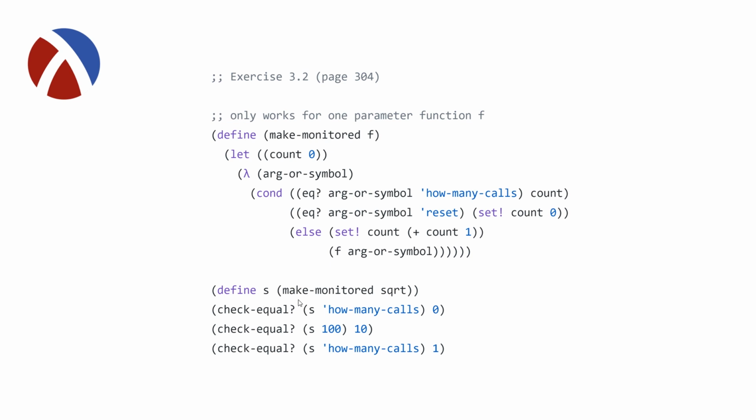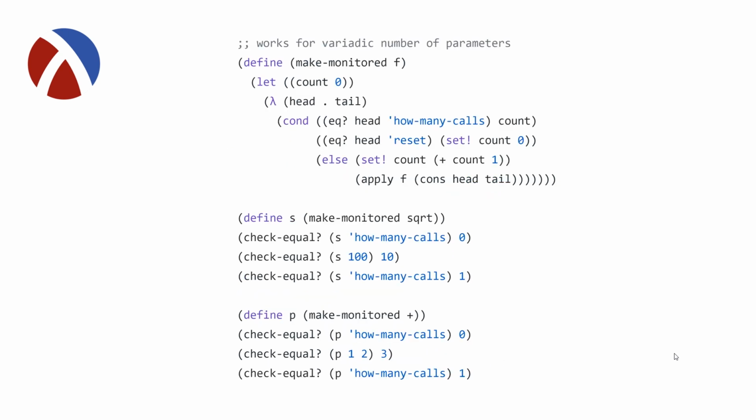So defining s to be a make-monitored square root procedure. The first time we make a call to s 'how-many-calls?', we get 0. Then we call s 100, which gives us 10, the square root of 100. And the second time we make a call to s 'how-many-calls?', we get 1. So exactly what we would expect.